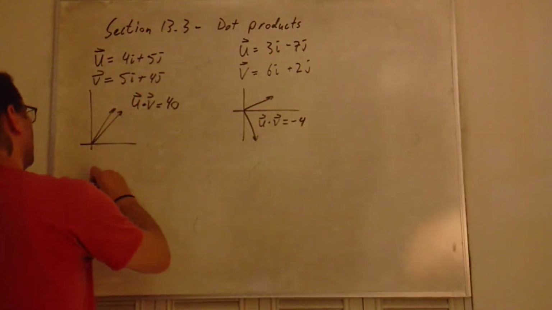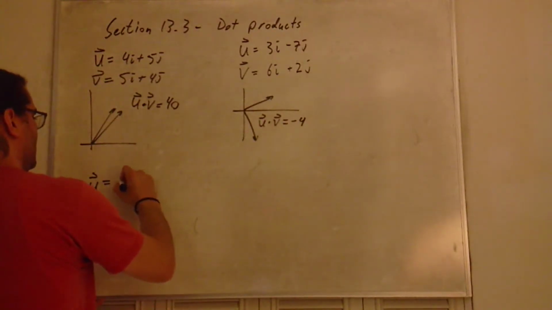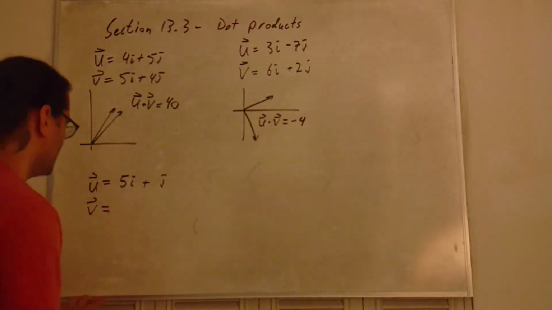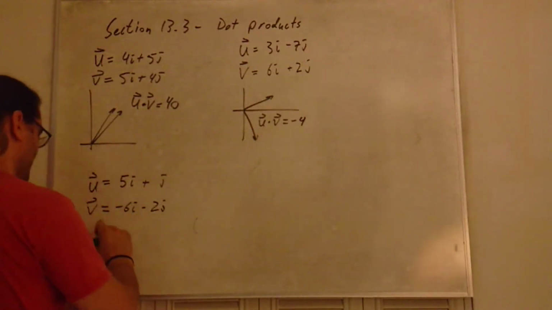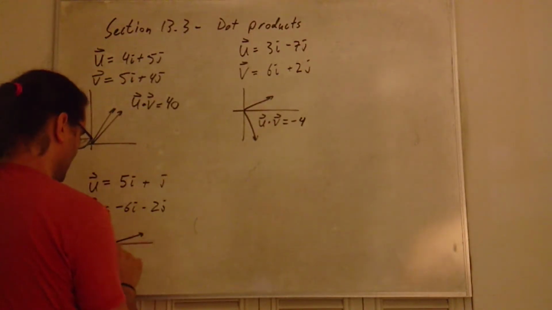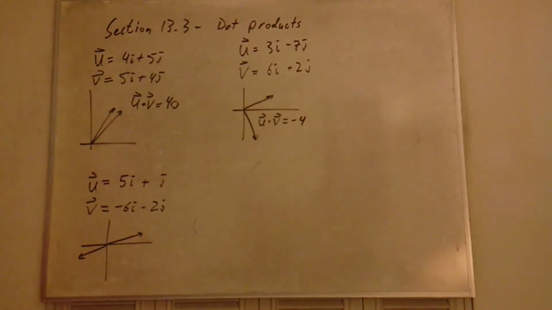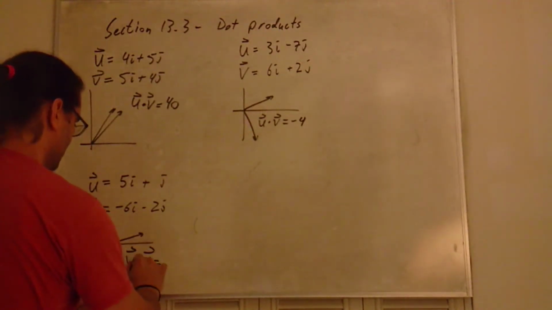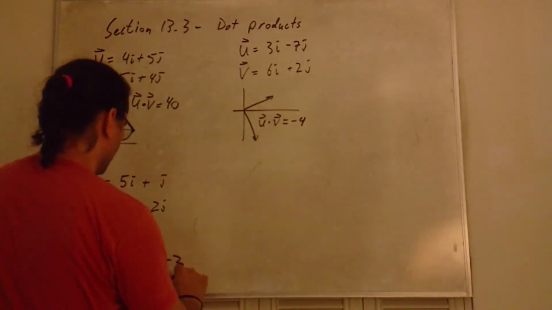Let's do u is 5i plus j, and v is negative 6i minus 2j. Here I'm going to have 5i plus j is right there, negative 6i minus 2j is down here, and the dot product is negative 30 minus 2 is negative 32.